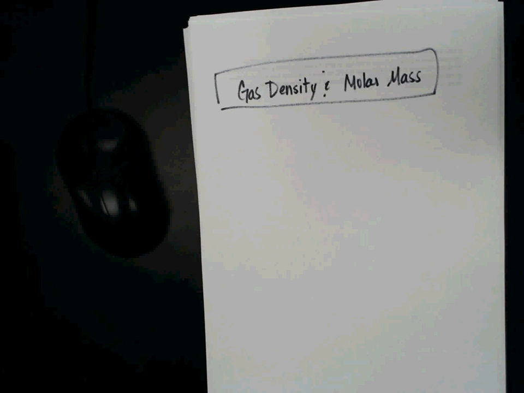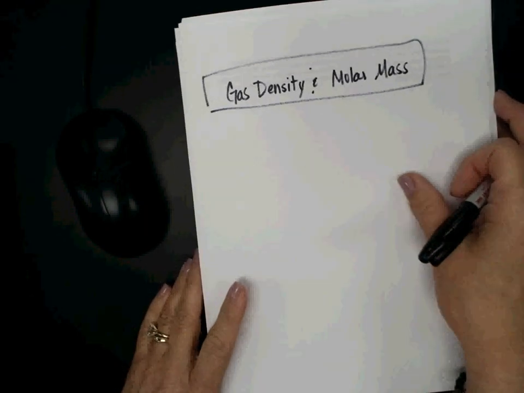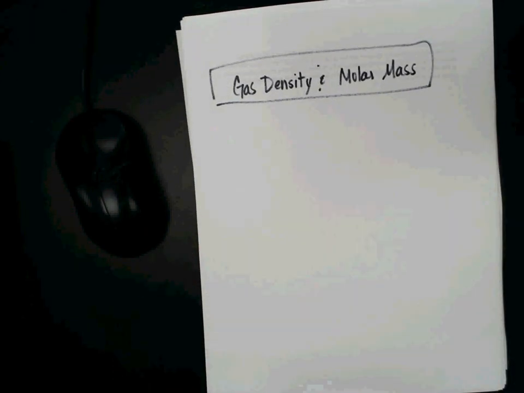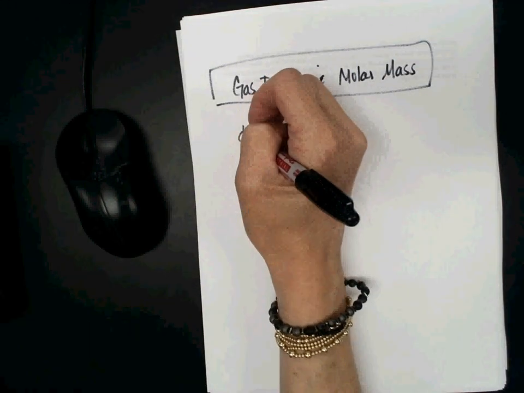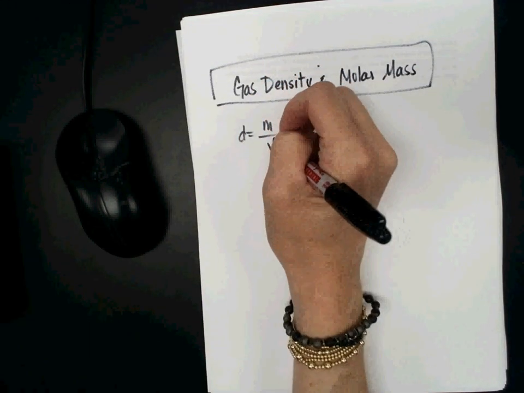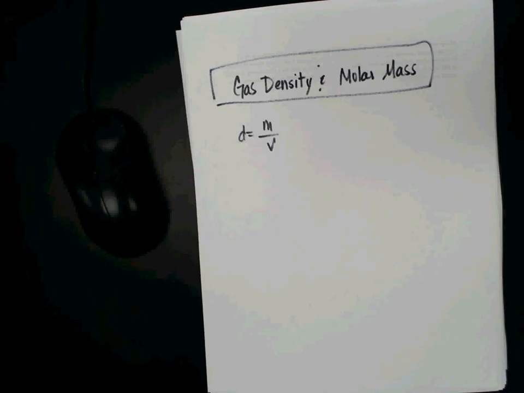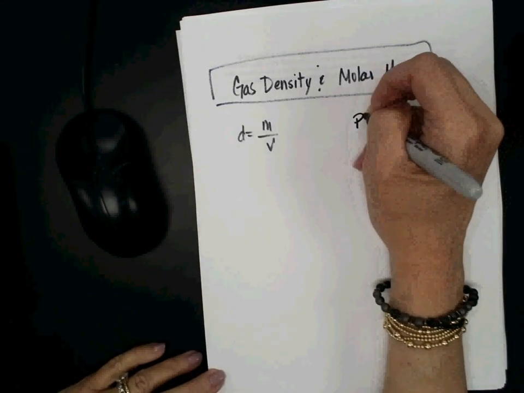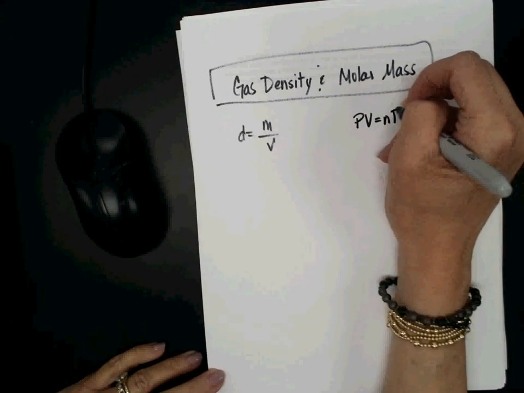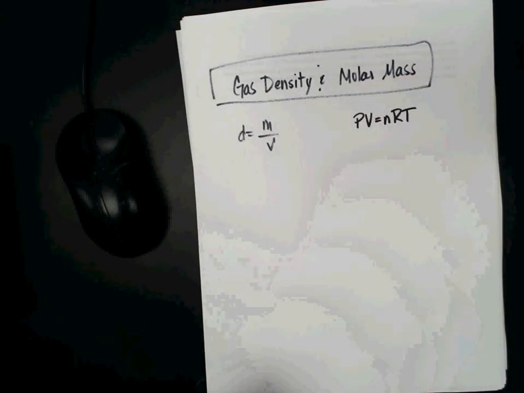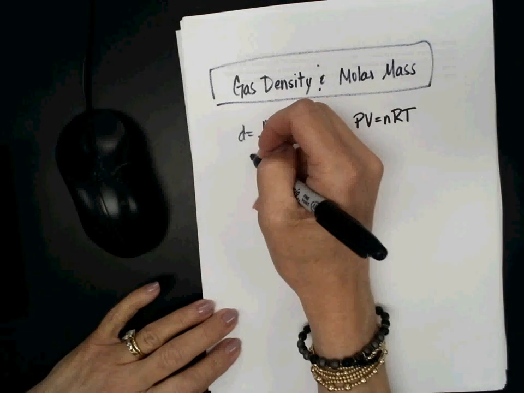Okay, so these gas density problems, they're kind of long. They take a lot of steps, most of them. So we have to remember our old formula for density, D equals M over V, because we use that to sub in for some things sometimes. And we also have this formula, which is probably our most useful. So we can use both of these equations.